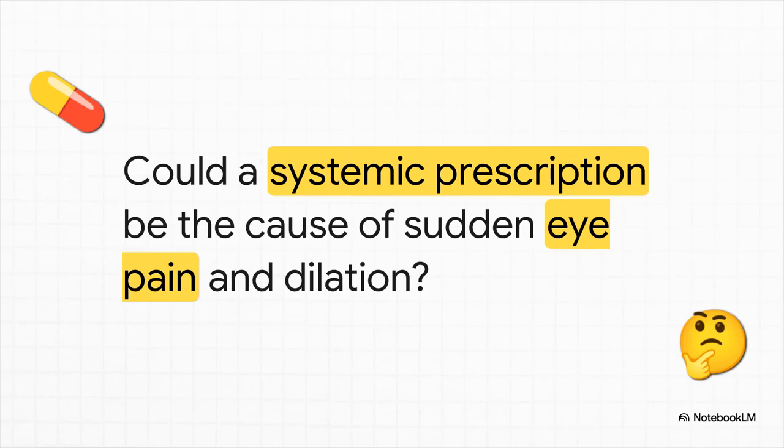I want to leave you with one final provocative thought today. We've been talking entirely about topical eye drops. But what if a patient rolls into the ER with sudden, severe eye pain, a mid-dilated pupil, and a massive IOP spike? Could their daily pills be to blame? Absolutely. The literature warns us that systemic medications, like anticholinergics for an overactive bladder, or even drugs like topiramate, can induce iatrogenic presbyopia and trigger acute angle closure glaucoma right from the inside out.